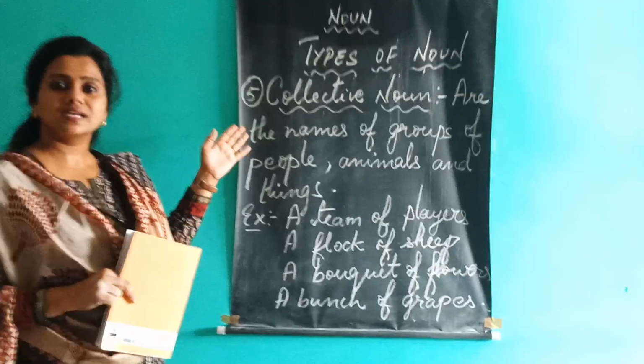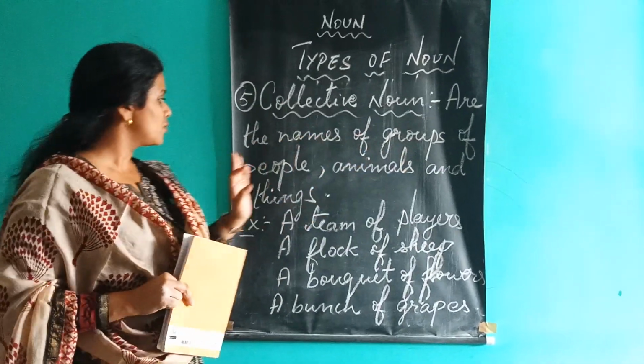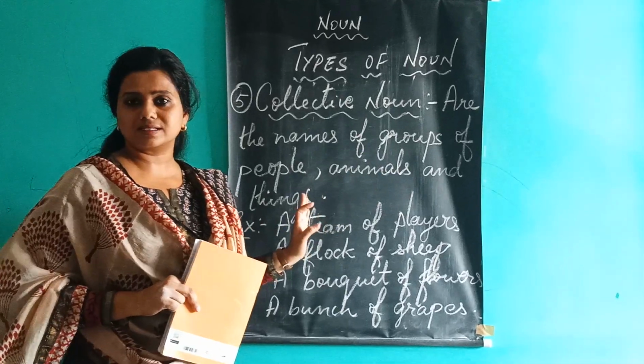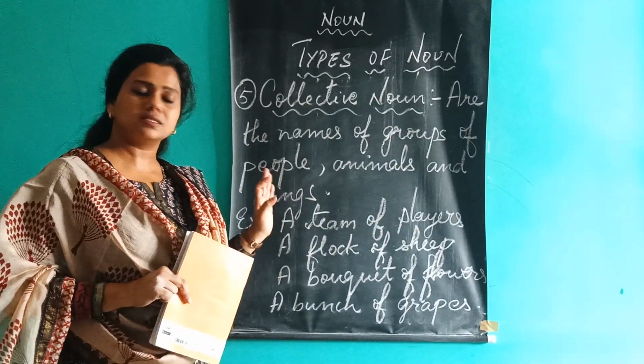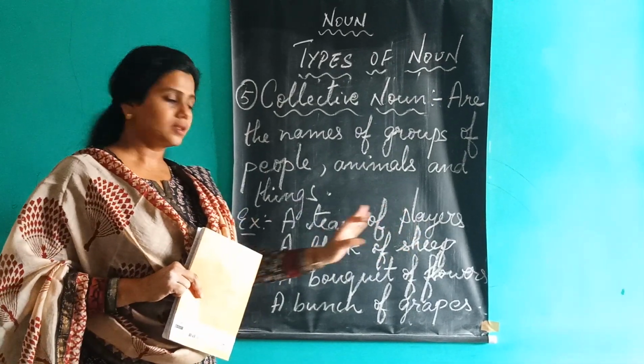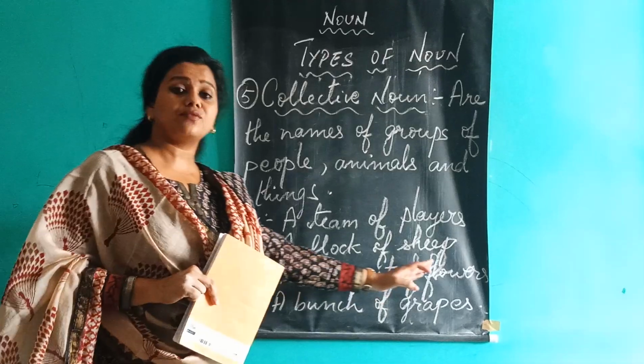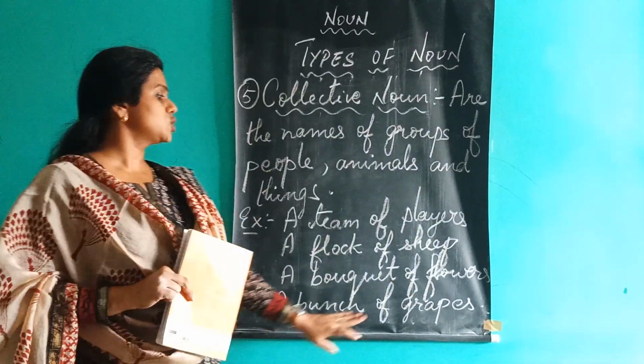Now next one is collective noun. Collective nouns are the names of groups of people, animals and things. Certain groups are given certain names. For example, a team of players, a flock of sheep, a bouquet of flowers, a bunch of grapes.